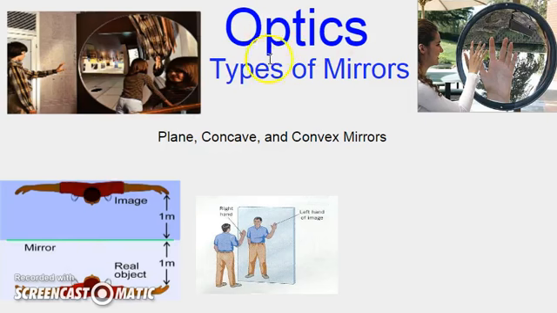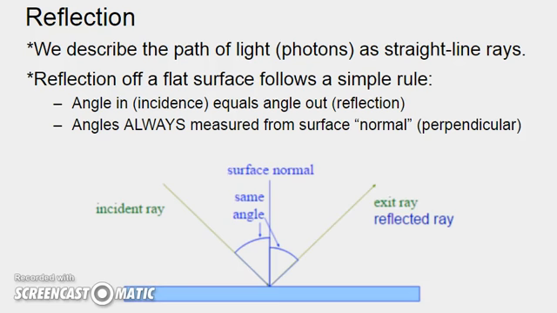Today's lesson in optics is going to be looking at different types of mirrors. We'll look at plane mirrors, concave mirrors, and convex mirrors. First off, we're talking about reflection, that we describe the path of light, or photons, as straight line rays.